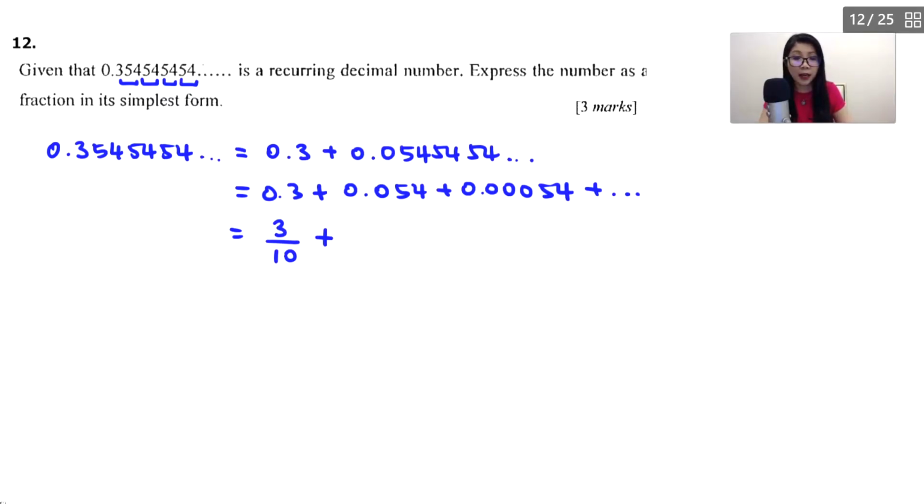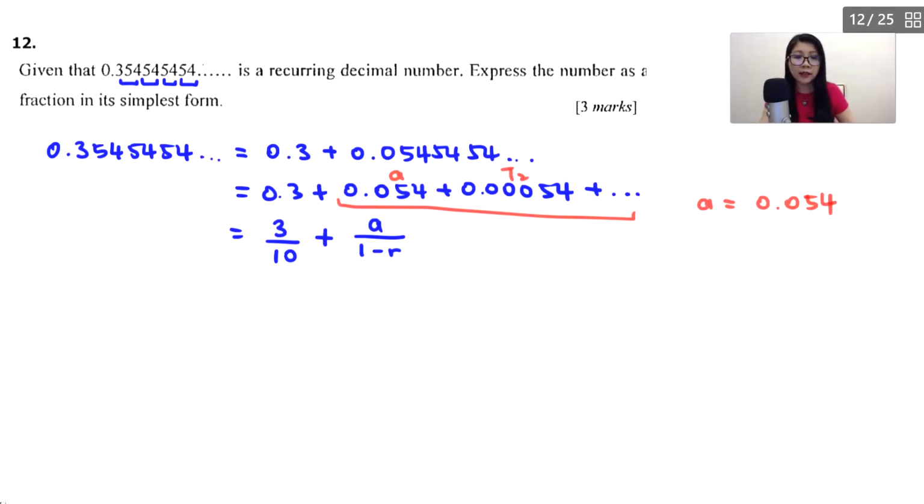And then plus, for the next one, it's actually a sequence. So we're going to sub into the formula a over 1 minus r. This is actually the formula for the sum to infinity. For this, I'm going to do a side working to find the A and the R. A will be the first term, so this one will be the progression. This will be the A, and this will be the T2. So A is 0.054.